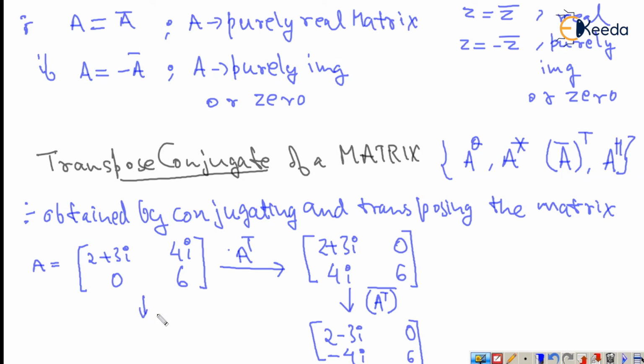What about if we conjugate it first? A conjugate is 2 minus 3i, minus 4i, 0, 6. And if we transpose the conjugate, 2 minus 3i and minus 4i is the first row, so it becomes the first column. 0, 6 are the second row, so it becomes the second column. So in both cases, whether you do the conjugate first or transpose first, you'll get the same result, right?